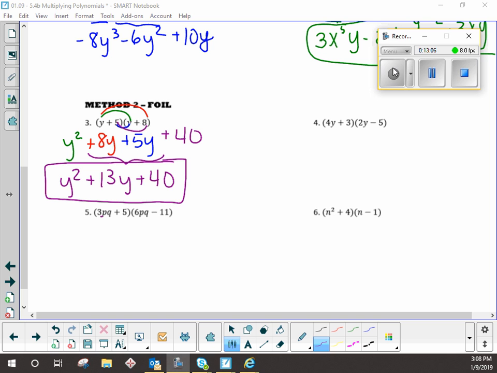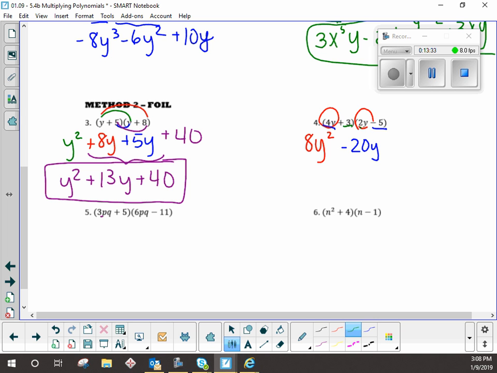All right, let's talk about these. So for number 4, F stands for the first terms. What are those? 4y times 2y. What does that give me? 8y squared. And then O stands for the outside terms. That's 4y and negative 5. What does that give me? Negative 20y. I stands for inside.